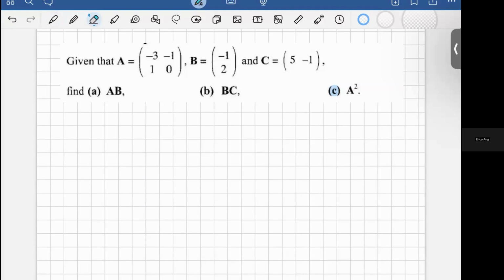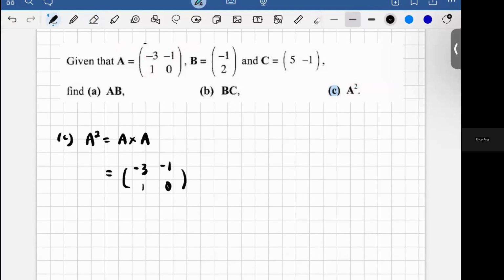Okay, let's look at the last one, part C. So part C, never ever go and square this, okay? You cannot just square like that and then change this all to square numbers. Don't do that. So what I want you to see is a square. We open it up as a times a. Because for matrix, you can only do 3 operations: addition, subtraction, and multiplication. So this is -3, -1, 1, 0. Multiply.